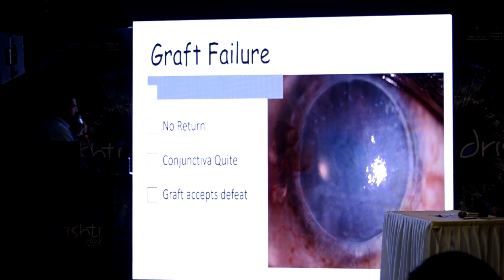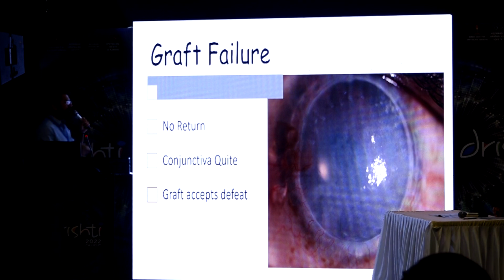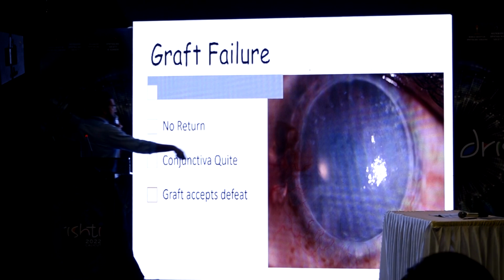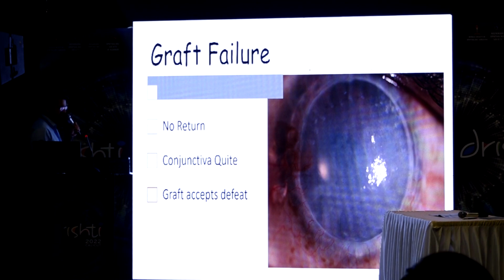Now here graft failure means this is a point of no return. You will have to think about doing a repeat PK. Maybe after this has settled down, we can wait for 3 months and then go ahead and do a repeat PK. Here the conjunctiva seems to be quiet, so things have started settling down, wherein you can think about doing a repeat graft later.